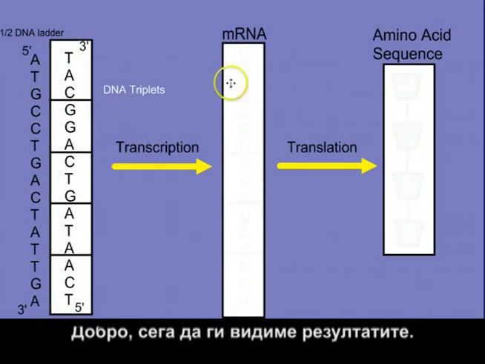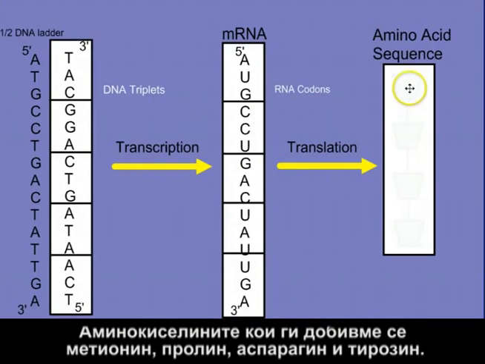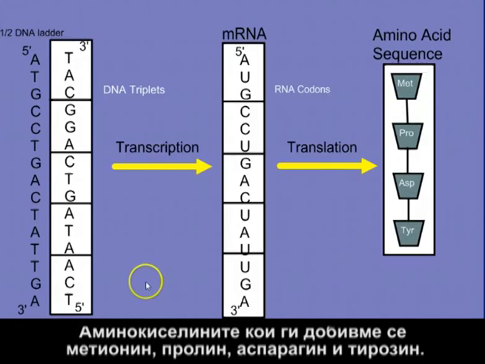And from this, we'll transcribe into a messenger RNA strand. Hopefully that's what you've got, and you can pause it and check. And again, to make it easier to see our RNA codons, so we can use our codon chart, draw some lines in between at every 3. Makes it a little bit easier to read. And then using your codon chart, hopefully you came up with this sequence: methionine, proline, asparagine, and tyrosine.